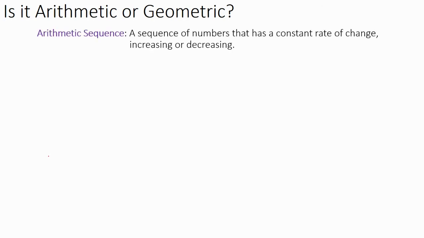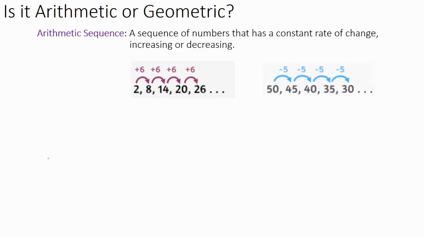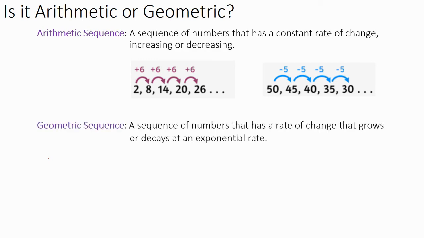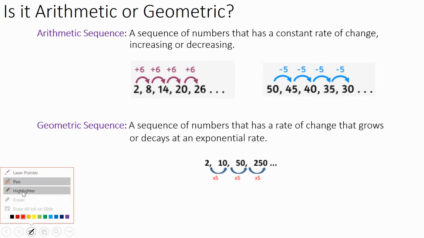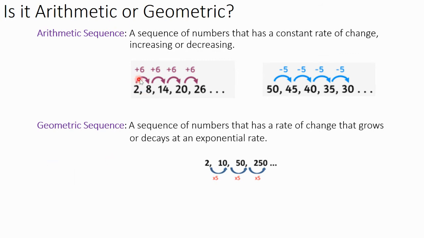Remember, arithmetic increases by adding or subtracting. So in this case, I'm adding 6 each time, right? In this case, I'm subtracting 5 each time. A geometric sequence is by multiplying or dividing. You can see how this is going up pretty steadily: up by 6, up by 6, up by 6, up by 6. Down by 5, down by 5, down by 5, down by 5.